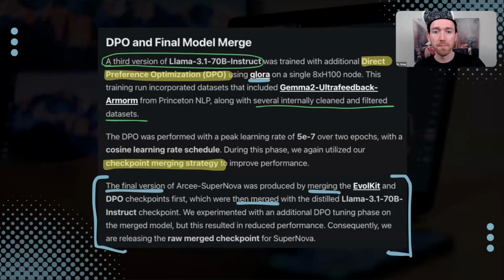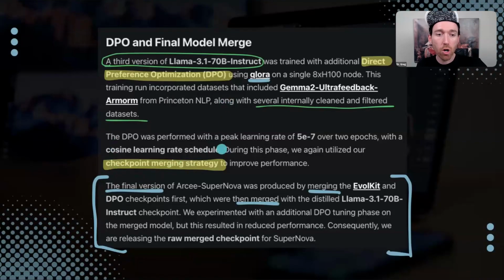We know DPO. We know QLoRA. And this was done on a single 8 by H100 node. That's 8 H100s, not 32. Maybe we can get access to nodes of this size to do things like alignment when we're building these types of models and solutions out there in industry.